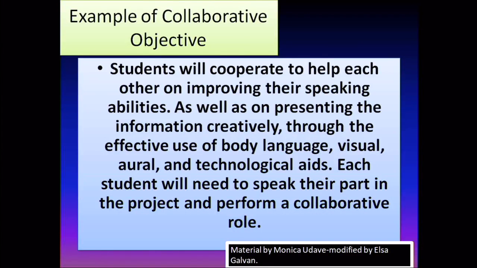Collaborative objectives. The students will cooperate with each other on improving their speaking abilities, as well as on presenting the information creatively through the effective use of body language, visual, oral, and technological aids. Each student will need to speak their part in the project and perform a collaborative role.